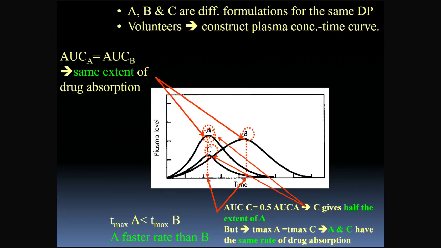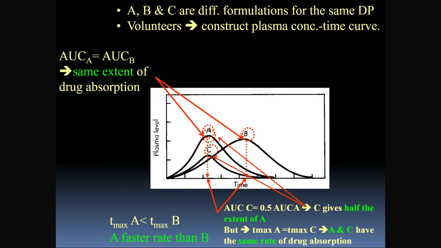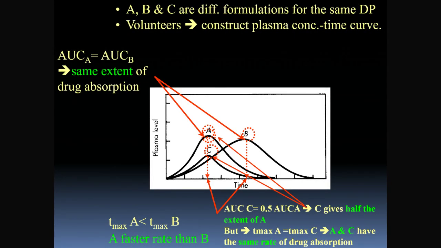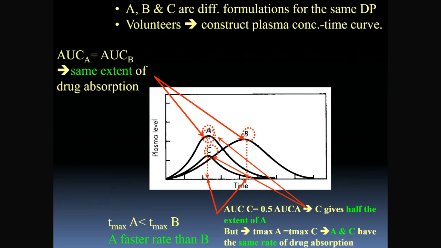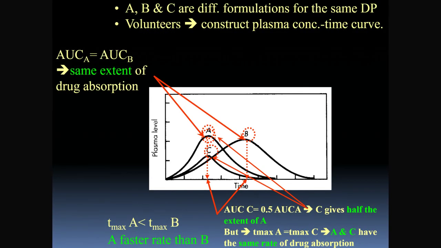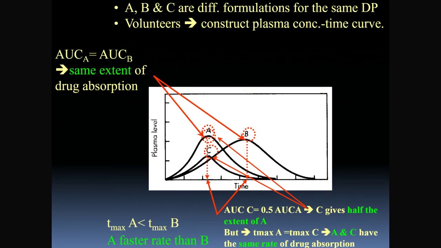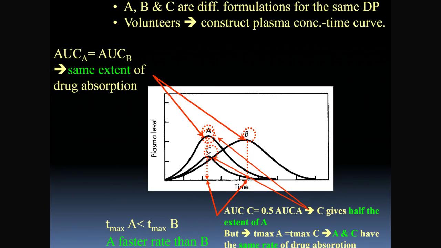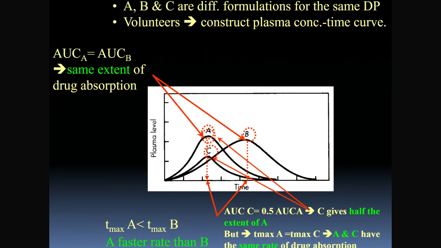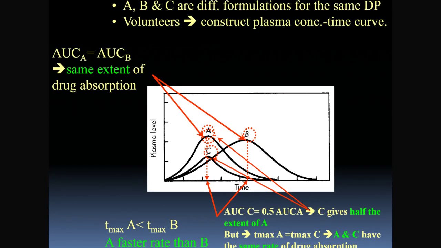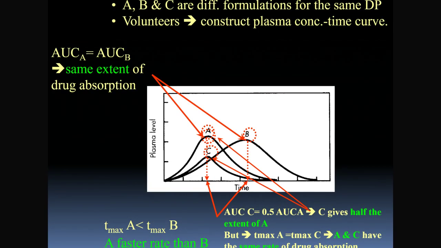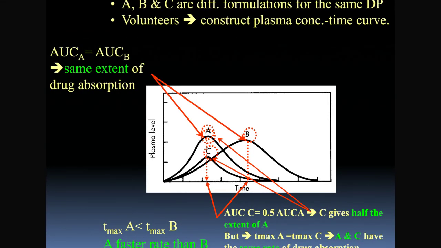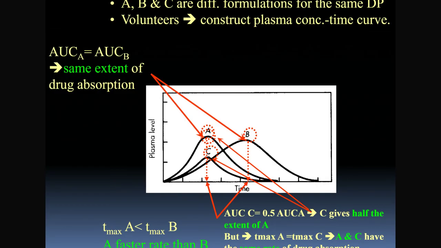However, because the time to reach peak concentration, or Tmax, for A is less than that of B, we can conclude that formulation A possesses a much faster absorption rate. Shifting to formulation C, the equation AUC_C equals 0.5 times AUC_A reveals that this version delivers exactly half the total systemic exposure of A. Interestingly, since the Tmax for A and C are perfectly aligned on the horizontal axis, how would you justify the conclusion that these two products have identical absorption velocities despite the massive difference in total drug delivered?